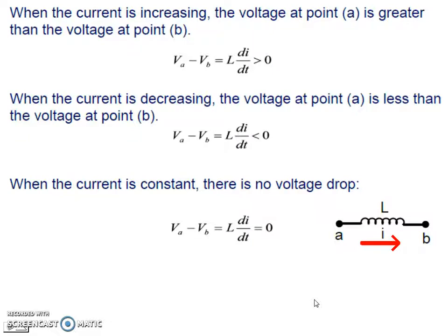So here they're just going through the three situations. If current is increasing, there's a positive number because the dI/dt is positive. Current is decreasing, there's a negative number because the dI/dt is negative. This is also important. Once the current levels out, there's no change here, so there's no difference in potential.